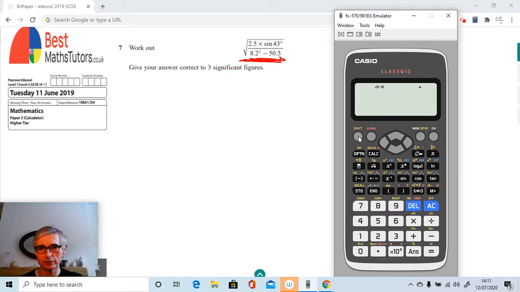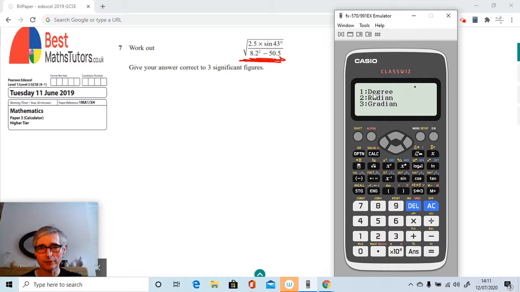So what you would do, you'd press Shift and then Set Up. And then it's the angle unit that we're interested in. So we need to press 2 there. We can see we've got 3 different options for the angle unit. We've got degrees, radians, and gradians.